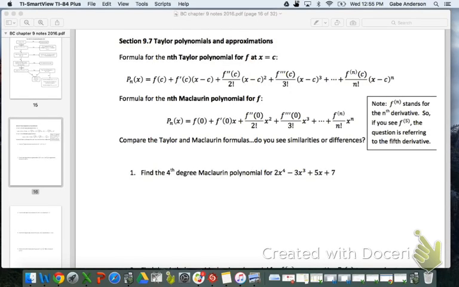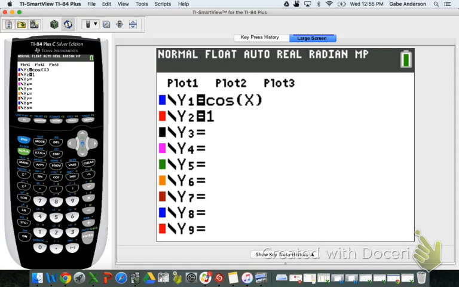Hi, this is a video for Calculus BC section 9.7. This is about Taylor polynomials and approximations, as well as Maclaurin polynomials. We'll see the similarities there in a little bit. But we're going to start off with a calculator exercise.